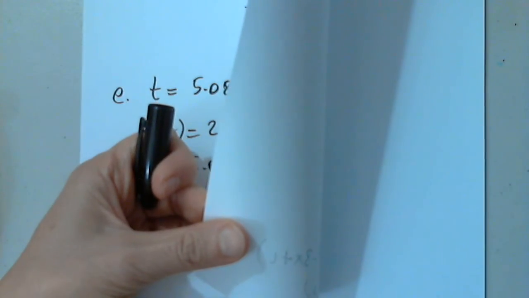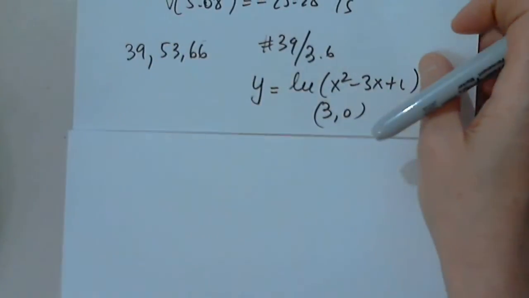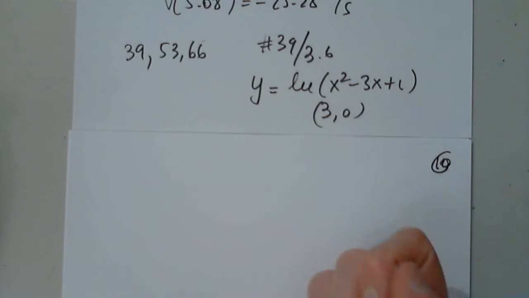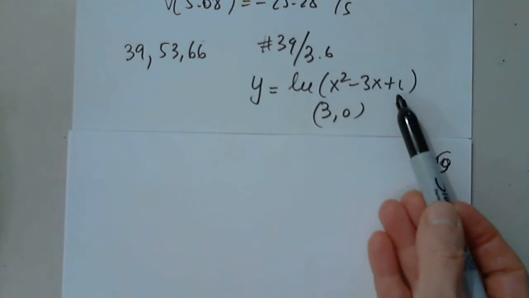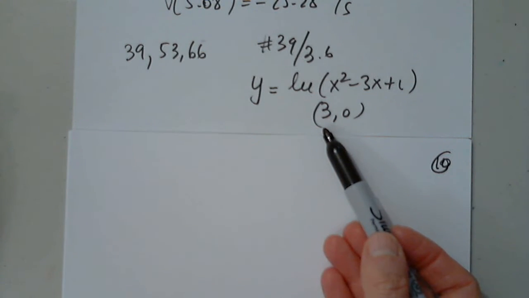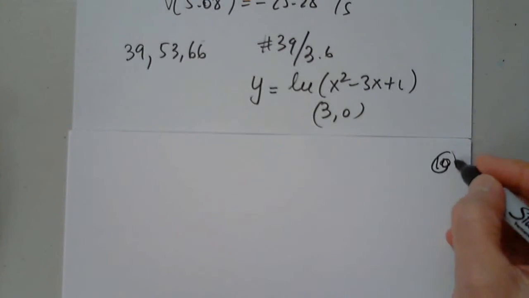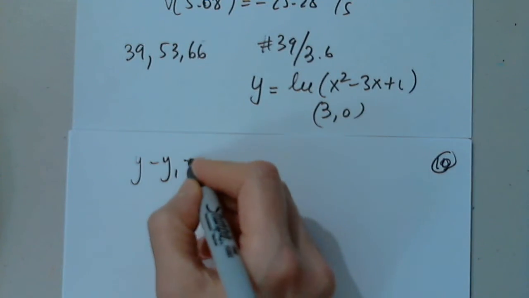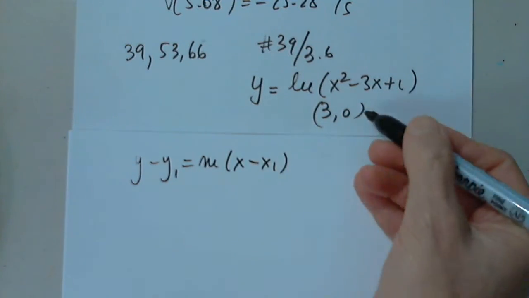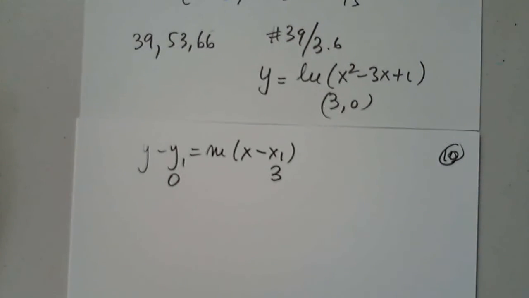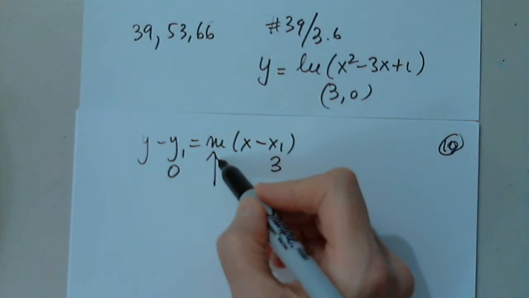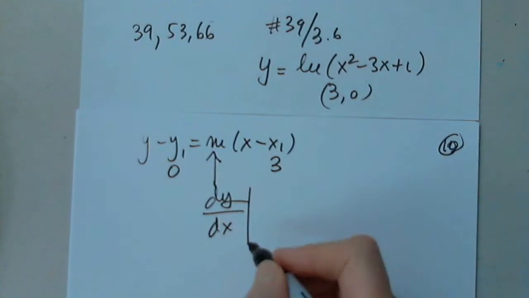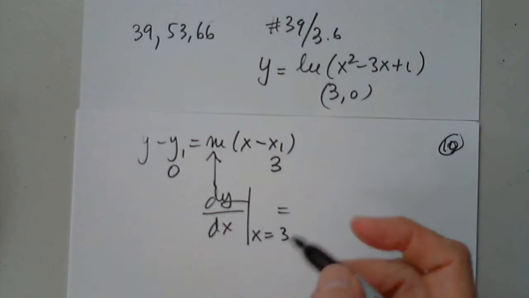Okay, perfect. So you understand why this is so important. Remember, this is the equation that approximates the function near this point. Now we know we went through 3, 0. That's why the equation is so important. So y minus y1 equals the slope times x minus x1, where this is 3 and this is 0. But I have to find this, which is basically dy over dx when x is 3. This is what I need to find.